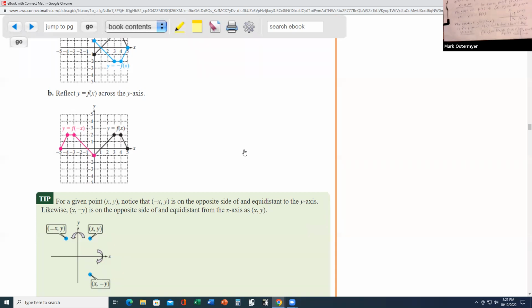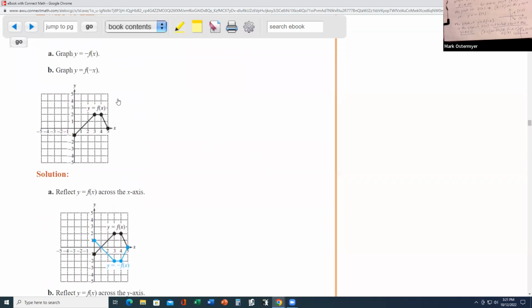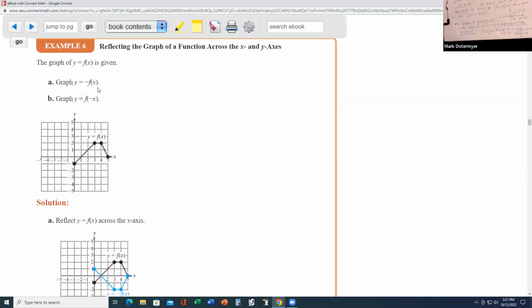Is this making sense, the reflections here? Reflections, by either multiplying a function by negative 1 or multiplying the argument of a function by negative 1. Notice the difference that it causes on the graphs here.